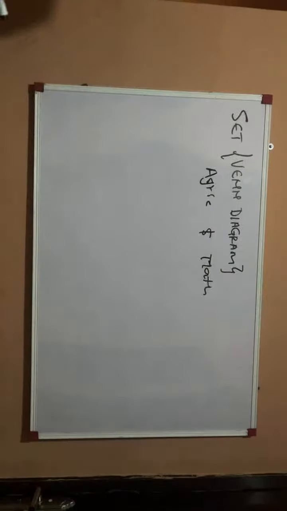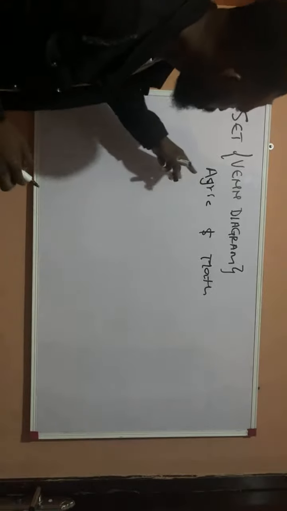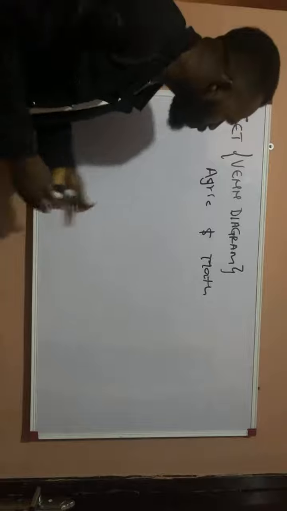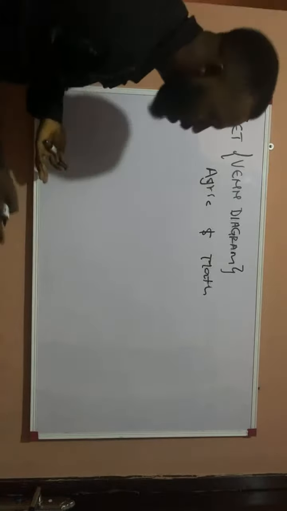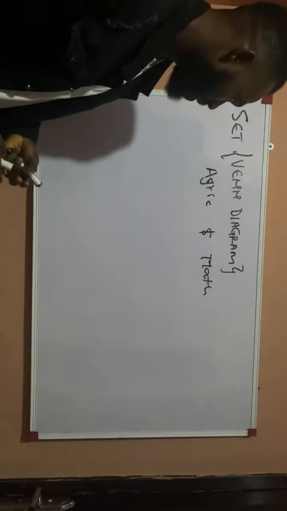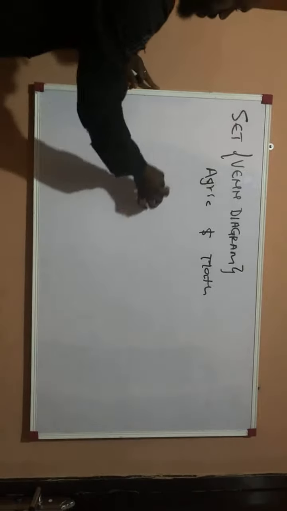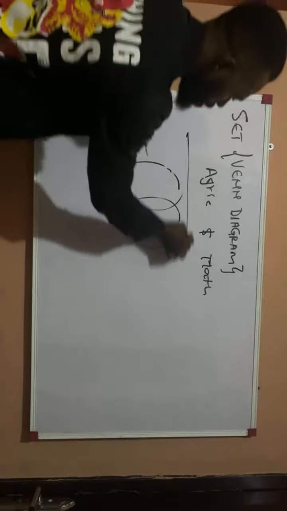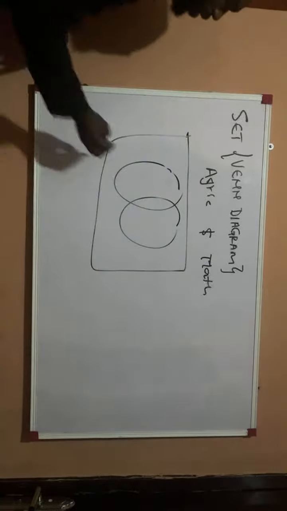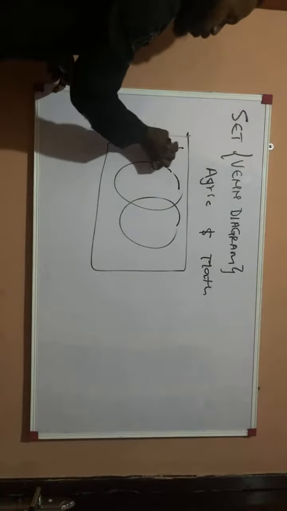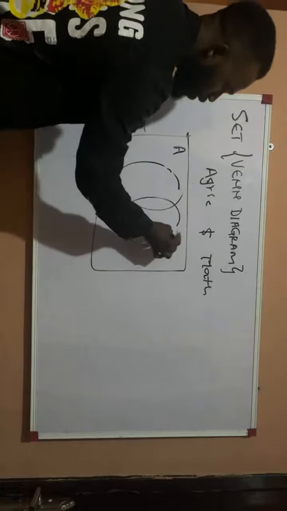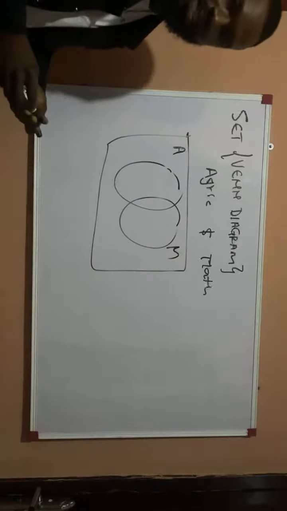Now, for instance, in a class with students that study Greek and mathematics, if we want to present this information in a Venn diagram, it will look like this. Let us have this, and this is another. Let us take this circle to be the total number of students that offer Greek, and let us take this circle to be the total number of students that offer mathematics.